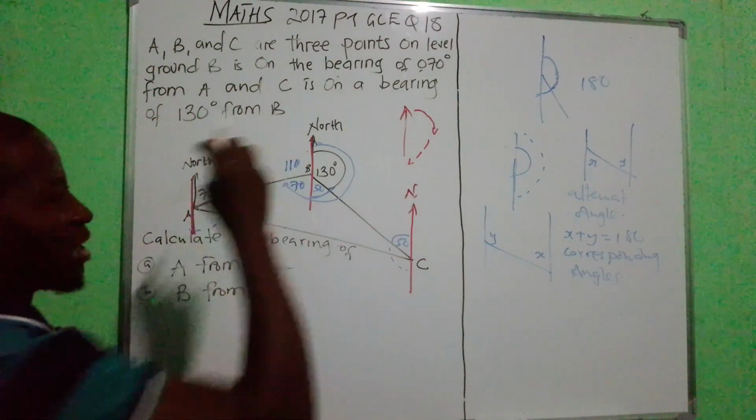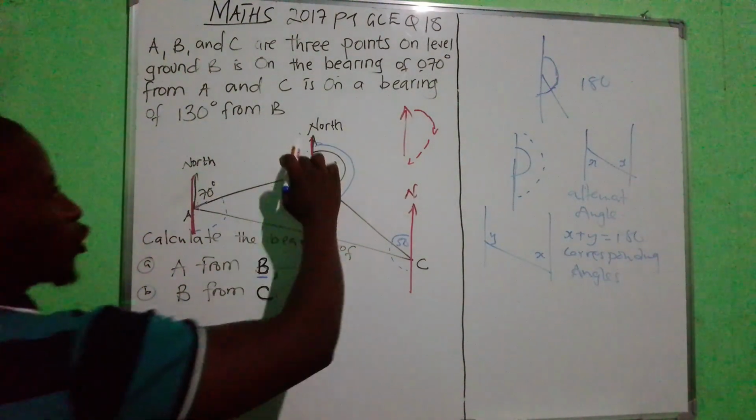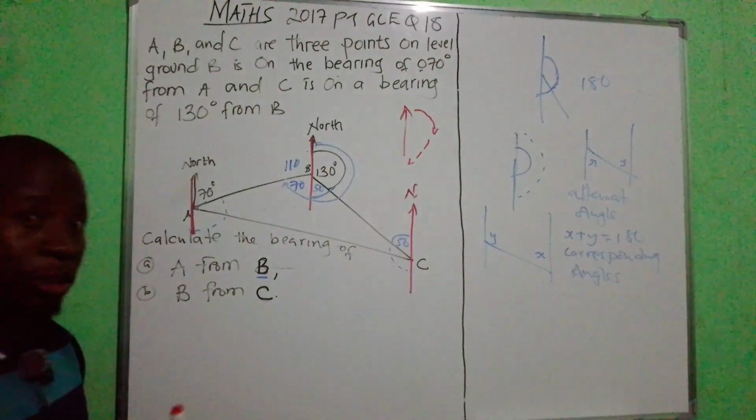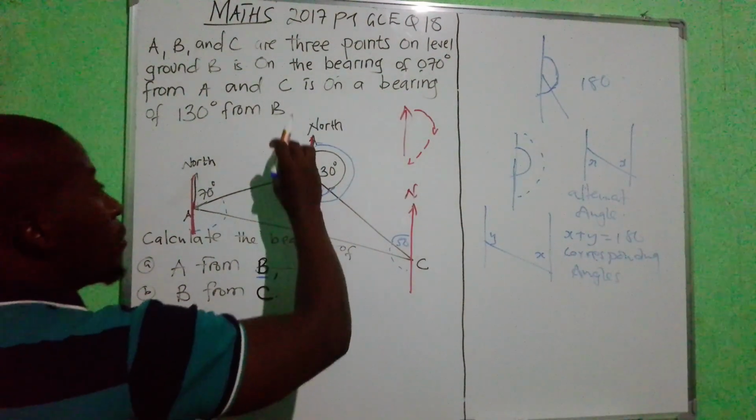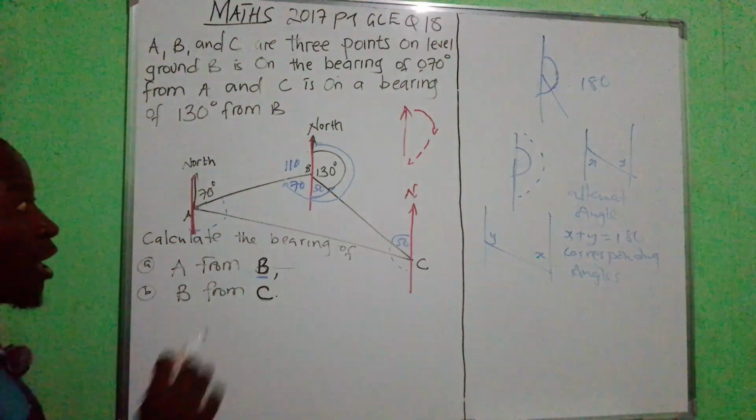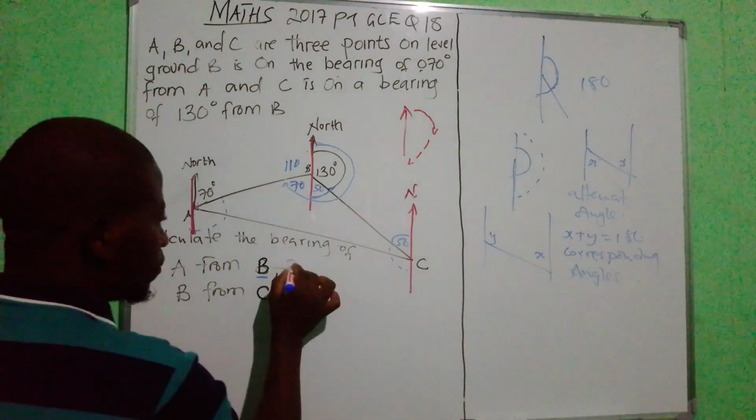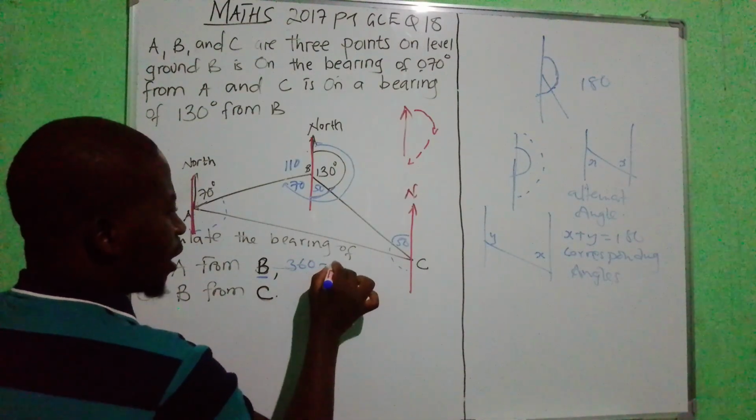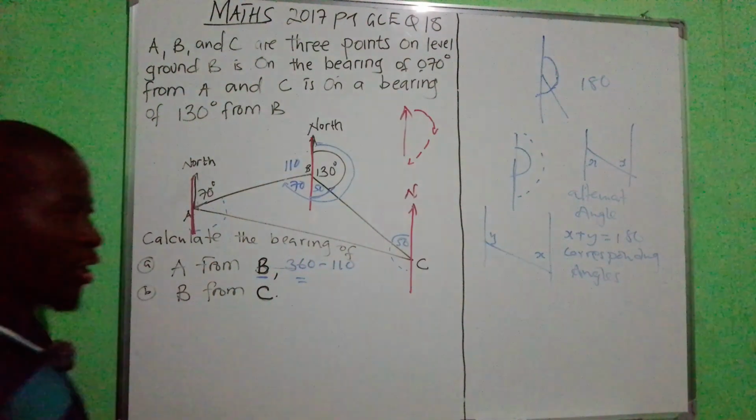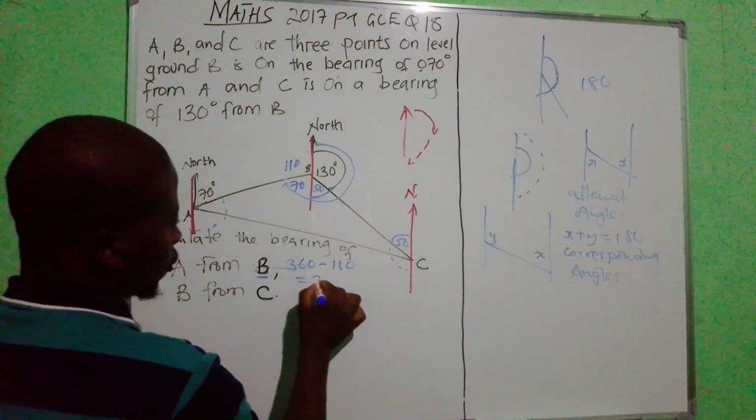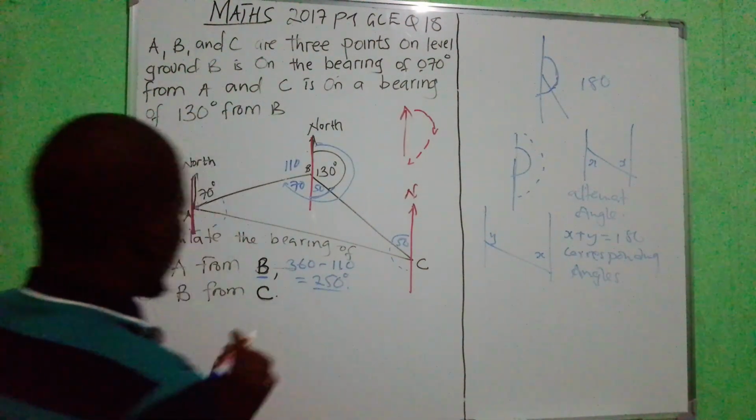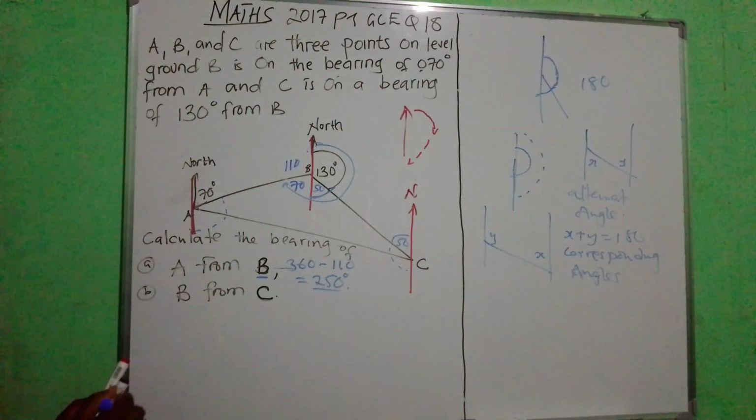Or we go by the simpler way. We just subtract 110 from 360, because if we add 110, it's going to give us the whole circle, which is 360. But it won't be a complete 360 because there is 110 which we shouldn't add. So it will be 360 minus 110, which gives us 250. So the angle we are looking for was 250, the bearing of B from A.